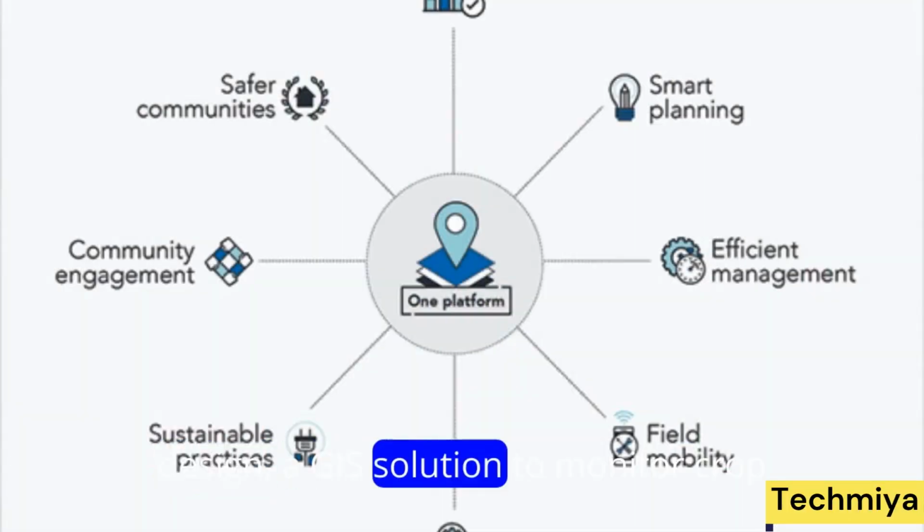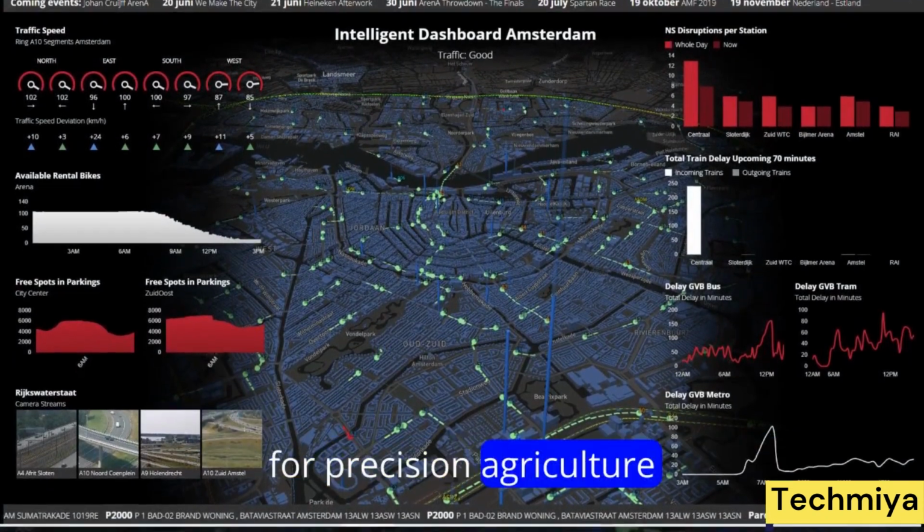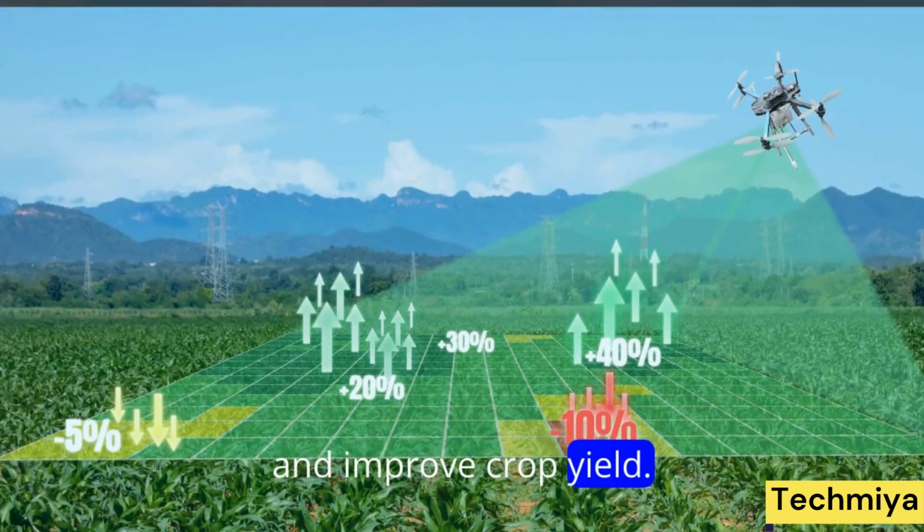3. Precision Agriculture Monitoring. Design a GIS solution to monitor crop health, soil moisture levels, and weather patterns for precision agriculture, enabling farmers to optimize resource usage and improve crop yield.